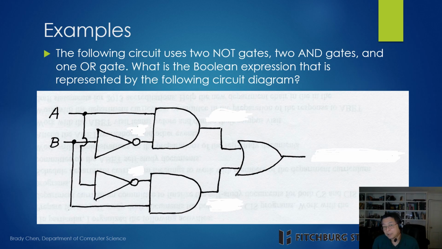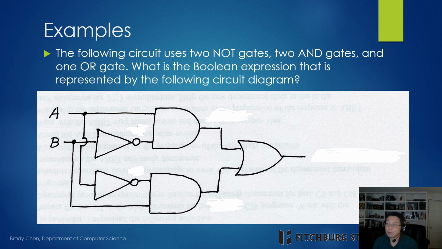Okay, let's see how we're going to do this. In circuit design, you need to do two types of operations. One, if you're given a Boolean expression, how can you convert it into the circuit diagram? That's one thing. Another operation is the opposite. If you're given a circuit diagram, how can you find out what Boolean expression is represented by this circuit diagram? Now here's the example.